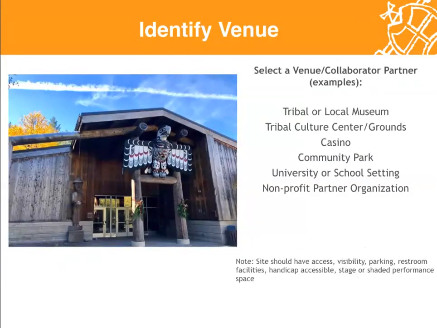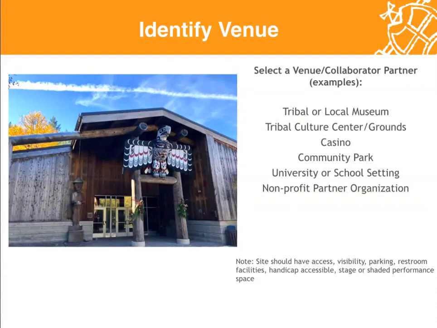Identifying the venue, of course, is going to be critical. I think the local usual suspects are a tribal or local museum, a tribal culture center, or the grounds outside. This is a photo of the actual longhouse at the Evergreen State College, and they have a great annual winter market there every year where the local artists from some of the 26 tribes in Washington State come and sell their art together. I think they're around their 20th year having that annual art market.